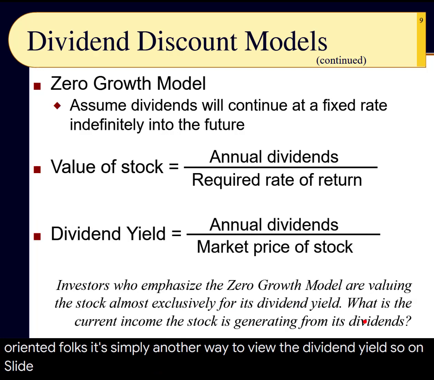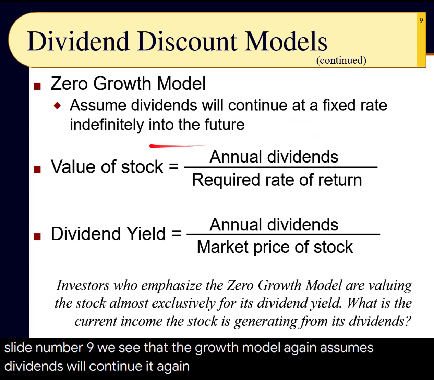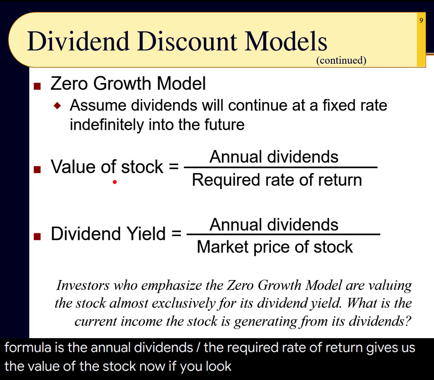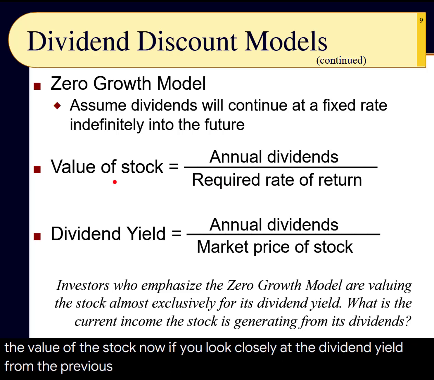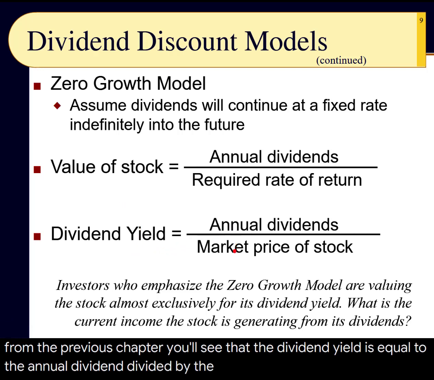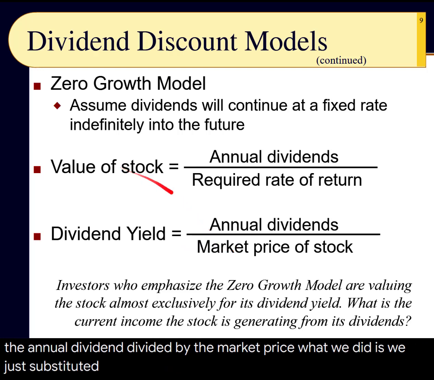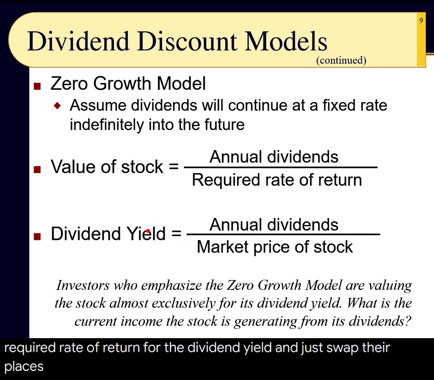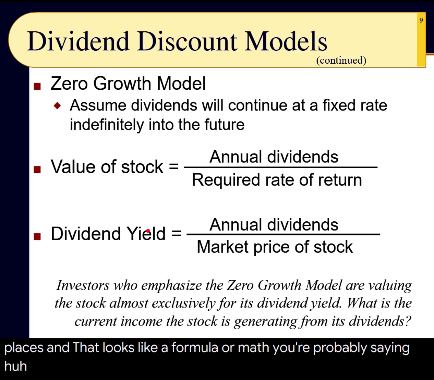So on slide number 9, we see that the zero growth model, again, assumes dividends will continue at a fixed rate indefinitely into the future. The formula is the annual dividends divided by the required rate of return gives us the value of the stock. Now, if you look closely at the dividend yield from the previous chapter, you'll see that the dividend yield is equal to the annual dividend divided by the market price. What we did is we just substituted the value of the stock for the market price and the required rate of return for the dividend yield and just swapped their places. And again, if you hate anything that looks like a formula or math, you're probably saying, huh? Don't worry about it.